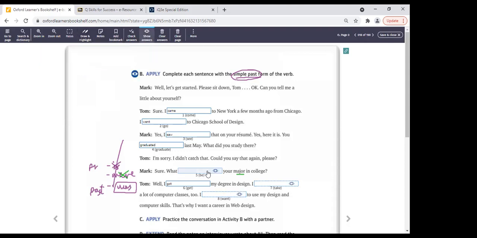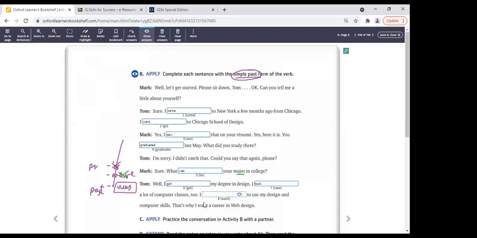Okay, so what was good. Now Tom is saying my degree. Well, I got my degree in design, so he majored in design. Abdulaziz, did you already answer? Go ahead. I took. Yeah, I took a lot of computer classes too.